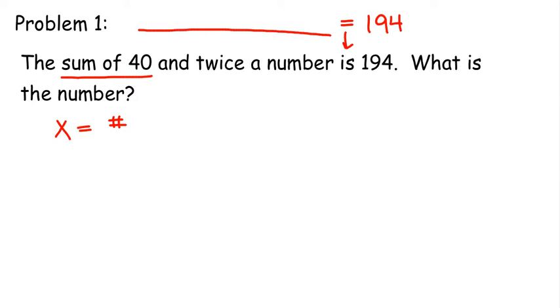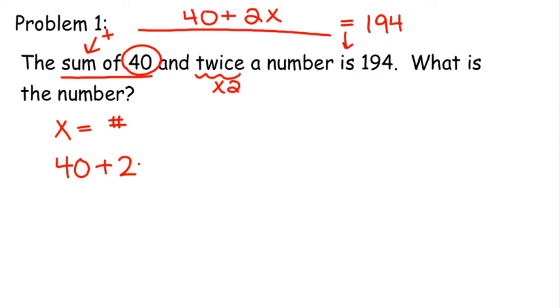We have to come up with what's going to happen on this side. So the sum of 40 and twice a number is 194. Sum represents addition. 40 is our number, so we're going to add twice. Twice represents 2 times that number. So the sum of 40 and twice the number, 2 times our number, equals 194. So our equation is 40 plus 2x equals 194.